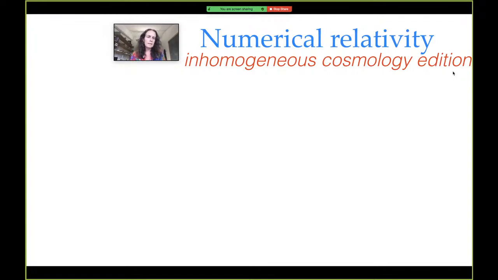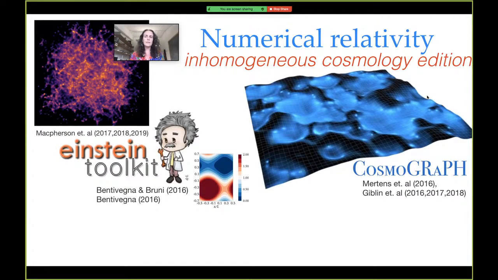As Eloisa said, numerical relativity has been used for cosmology for a while, but the first time it was used with no assumptions for the gravitational field and no symmetries in any of the dimensions was in 2016. That was with Jim Mertens' group, who I think is joining us now, or he will be talking after lunch. In these papers, the code Cosmograph was developed specifically for simulating inhomogeneous cosmology in numerical relativity.